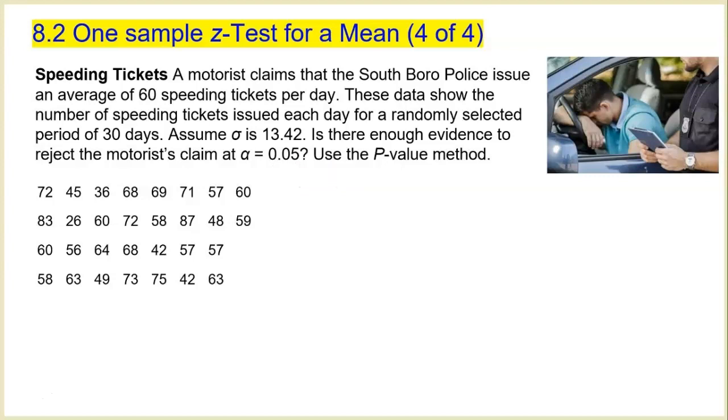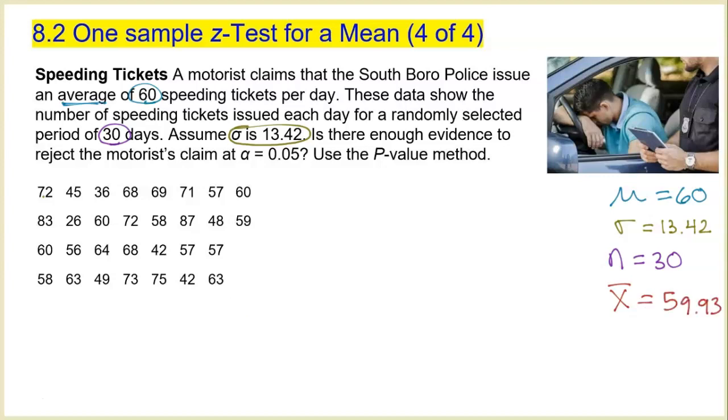Use the p-value method. So again, we start off with finding the important information. Our population average is 60. They give us sigma 13.42. They give us our sample size, which is 30. Here, we can also count that information from the problem. And then our sample mean is just adding these up and dividing by 30, which gives us 59.93. And alpha, we have the same alpha value. Generally, the alpha values will stay around the same. It could be 0.01, it could be a different number, but it generally fluctuates between 0.01 and 0.05.